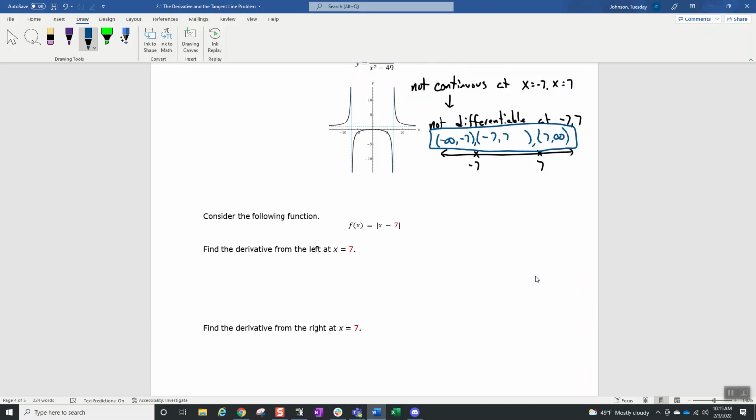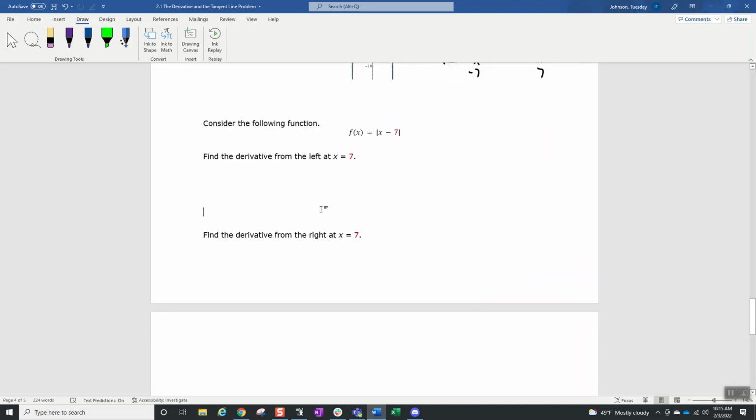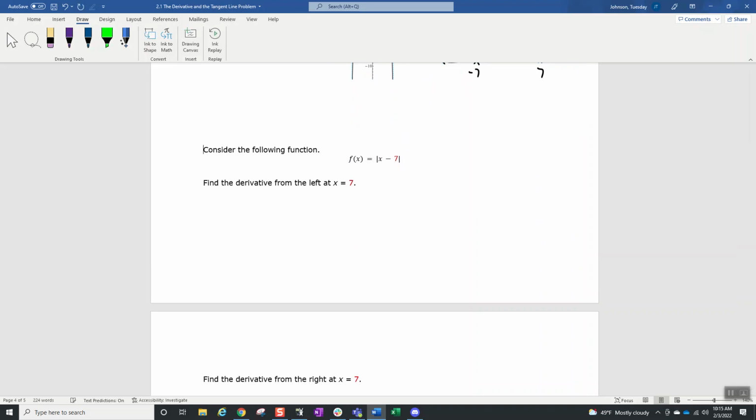Alright. This is one of the ones that I mentioned that we would be talking about later with the absolute value graph. So I'm going to put it on the next page because we're going to need some space.